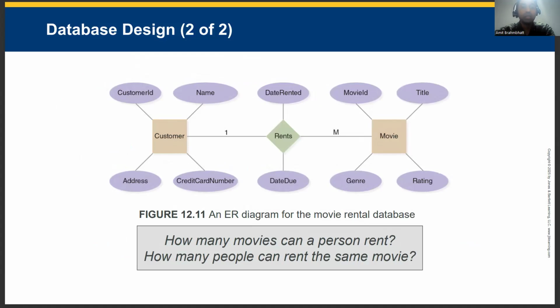How many movies can a person rent? I suggest you pause the slide and look over the diagram for movie rental database. It'll help you understand how many people can rent the same movie. The ER diagrams shows many-to-many relationship represented through the rents table. ER diagrams help designers visualize structure, relationships, and constraints before implementing the actual database.